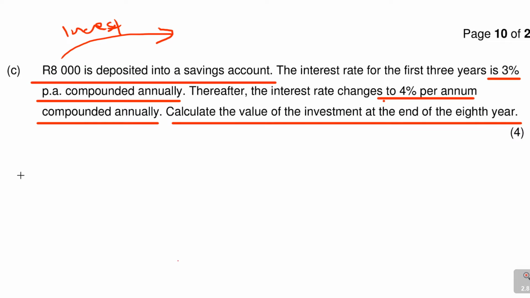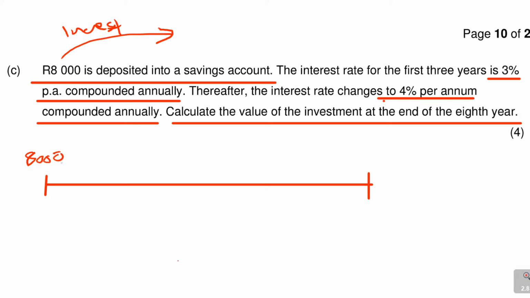Very interesting. So here, let's look at a little bit of a timeline so that you can see how this thing works. You are starting here with your 8,000. So this is our 8,000. Remember, when you are starting, it's your P, your principal. That's where we are starting. So you are depositing it. The interest rate is 3% per annum compounded annually. Thereafter, the interest rate changes to 4% per annum compounded annually. Calculate the value of the investment at the end of the 8th year.